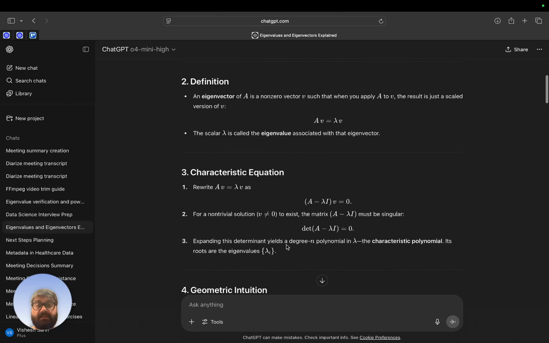If you rewrite that equation, (A minus lambda I)v equals 0, you need A minus lambda I to be singular. So one of the characteristics of a matrix... wait, no, never mind. Anyways, if you expand the determinant of A minus lambda I, because it has to be singular, why does this need to be singular?